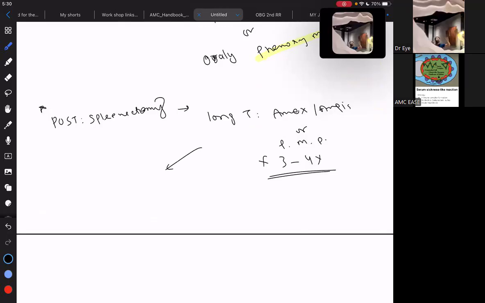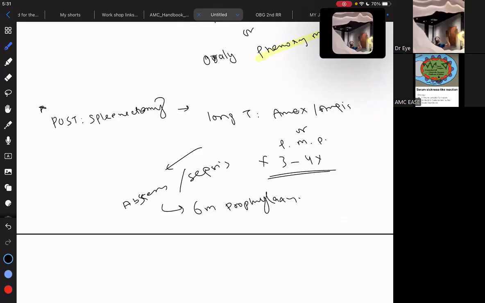If in between the patient gets an abscess, or if the patient gets sepsis, you have to go for 6 month prophylaxis with the same, in addition to the previous long-term treatment.